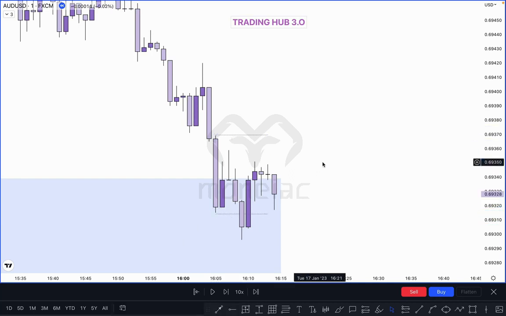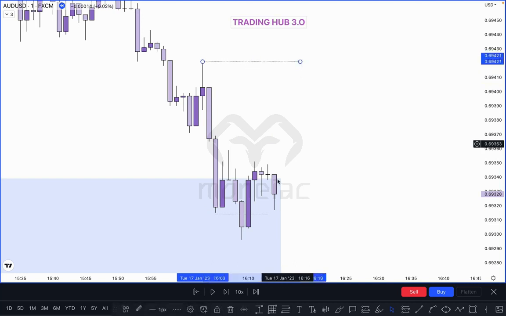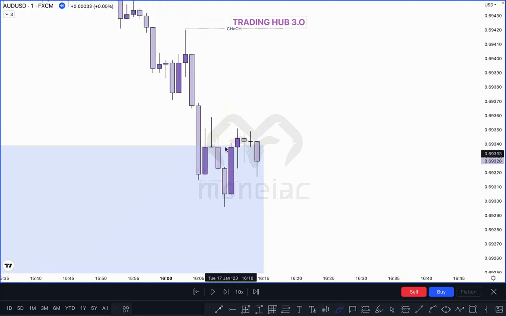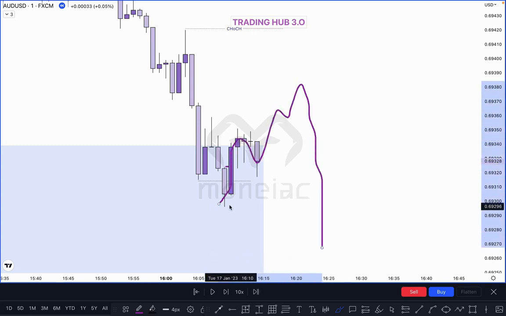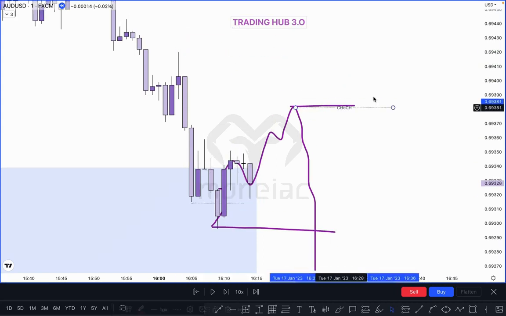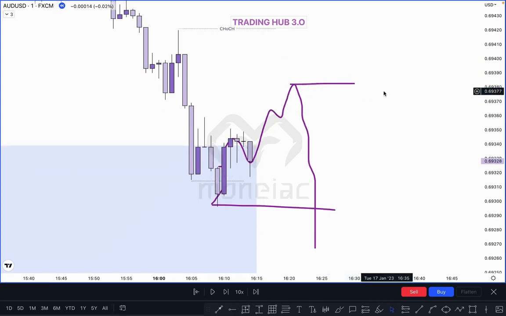Okay, so where is our first pullback? The first pullback is here. Okay, so this one is our change of character here. Price must break this high. If the market breaks this high, then definitely we can take entry here. If the market does not take out this high, and if the market creates another pullback here, possibly here, because the market breaks this high, so this becomes our valid pullback and the market can go higher and push downside like this. Okay, so this high becomes our new change of character, something like this. So let's see what happened next here.